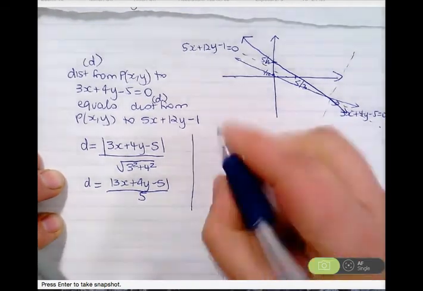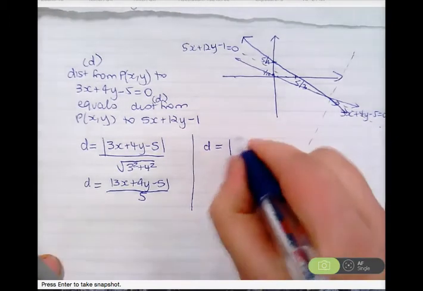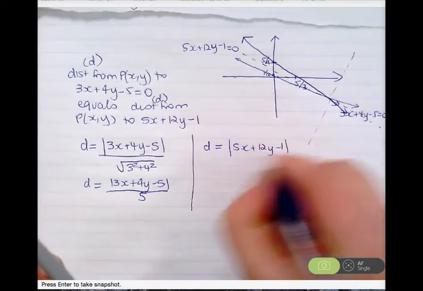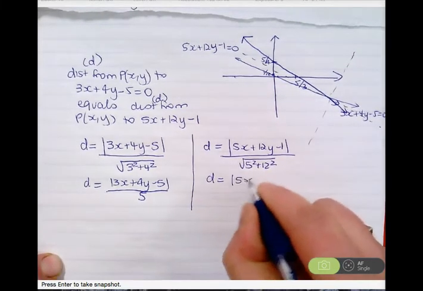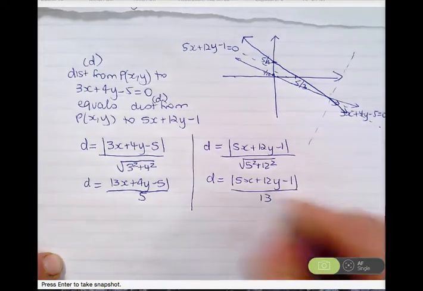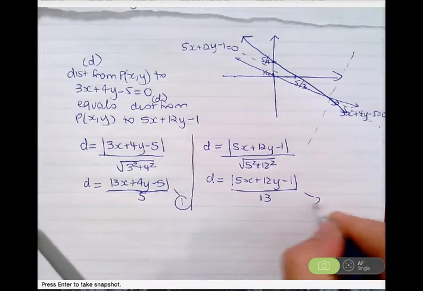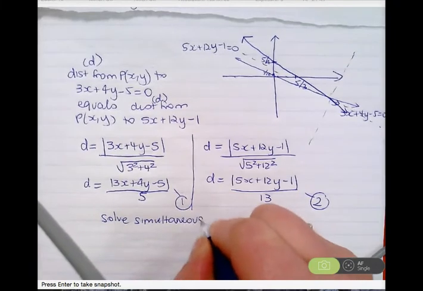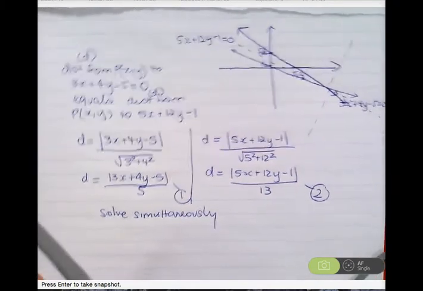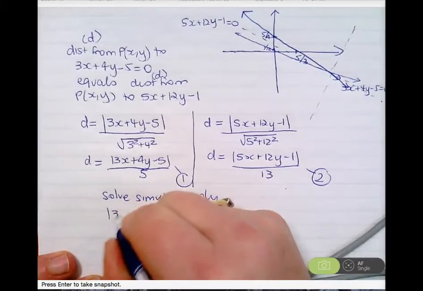Yep. And then my other line is D equals the absolute value of 5x plus 12y minus 1 over the square root of 5 squared plus 12 squared. That's a Pythagorean triad. Very good. Over 13. Now, if the distance here equals that distance there, does this make sense? So you solve simultaneously. They're equal to each other because they're both D at the moment. So you say D equals that one and D equals this one. So now we put the 2 equal to each other.